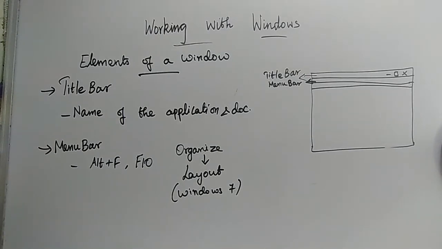So if it is not available on the screen, you have to click Organize, Layout in Windows 7. Before that, you must be in the My Computer window. There you will have a menu called Organize, and in that Organize, you have to select Layout. Then again you will have the option Menu bar. Select that one. Then automatically the menu bar will be displayed on each and every window that you are going to open. So, clear with this one?